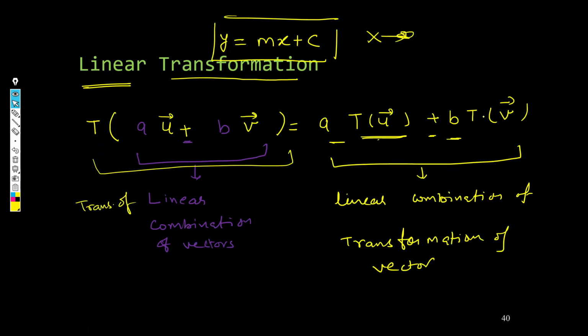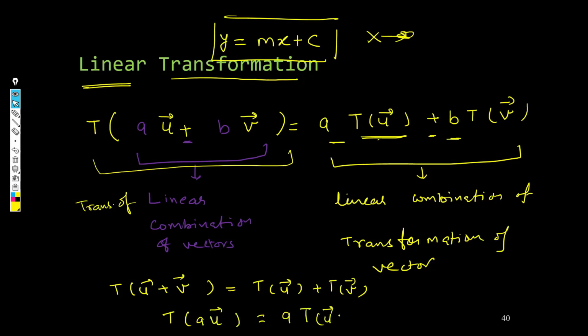So I have written one single property, or maybe if you are having trouble understanding this property, you can break it into two simple parts. If we apply the transformation on the sum of two vectors, it would be T(u) plus T(v), meaning the transformation of vector u plus the transformation of vector v. This is one property. And another property would be, if you apply T on scalar-vector product a·u, it would be a·T(u), the transformation of that vector multiplied by that scalar.